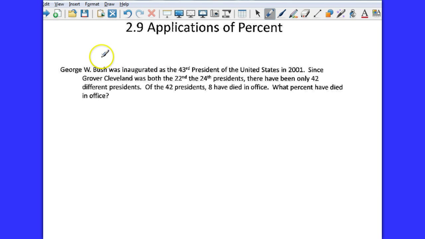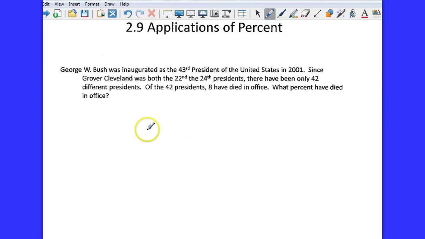The first problem says George Bush was inaugurated as the 43rd President of the United States in 2001. Since Grover Cleveland was both the 22nd and the 24th president, there have been only 42 different presidents. Of the 42 presidents, 8 have died in office. What percent have died in office? Now this is from an older book, so we're just going to do the problem as it's written, even though there has been another president since then. Let's just go with this question for now, and we'll pretend there are only 42 presidents as of this date.